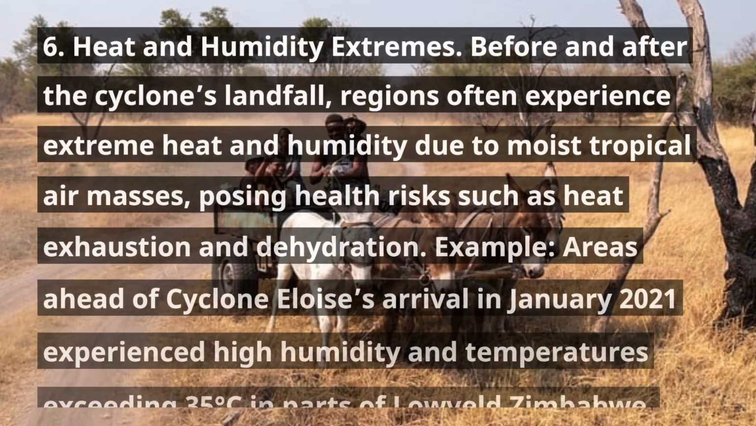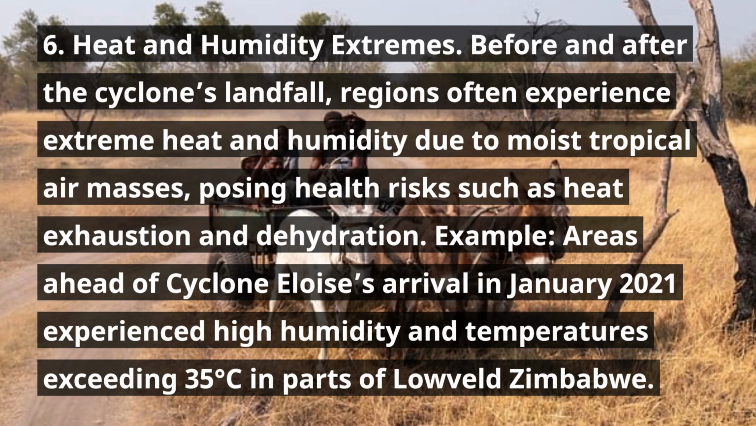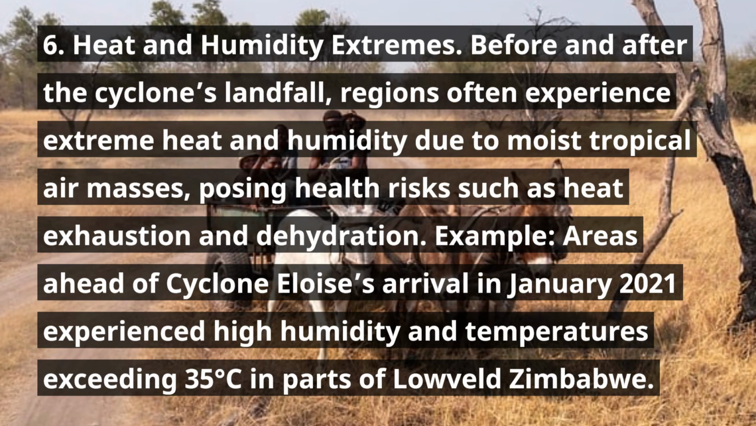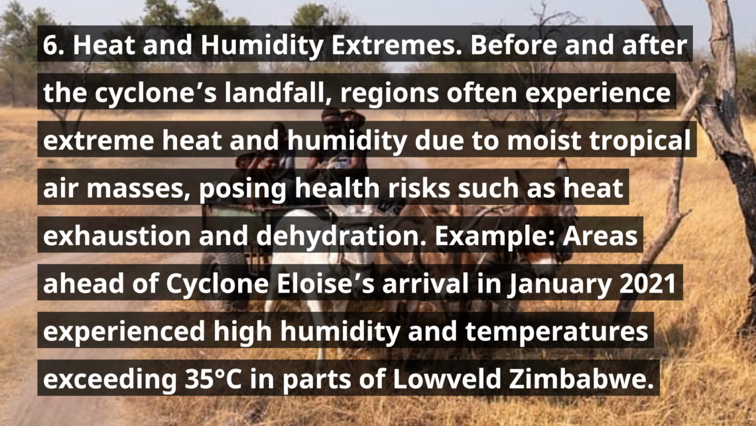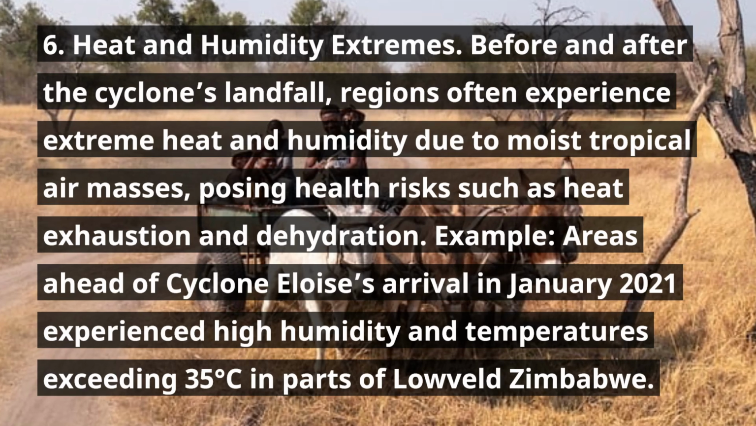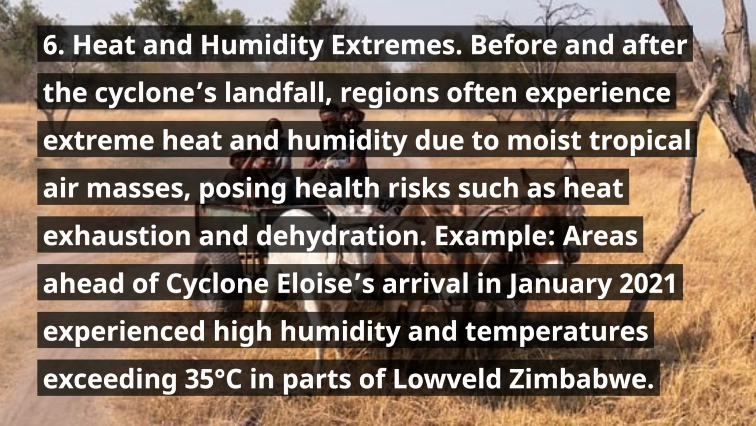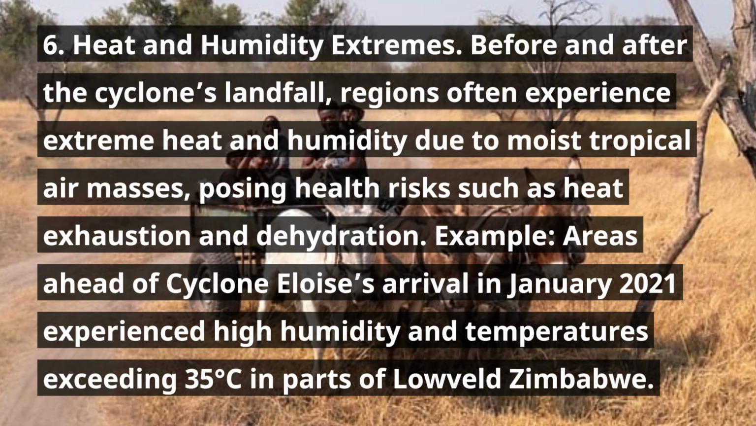Before and after the cyclone's landfall, regions often experience extreme heat and humidity due to moist tropical air masses, posing health risks such as heat exhaustion and dehydration. Example: areas ahead of Cyclone Eloise's arrival in January 2021 experienced high humidity and temperatures exceeding 35 degrees Celsius in parts of low-veld Zimbabwe. 7.